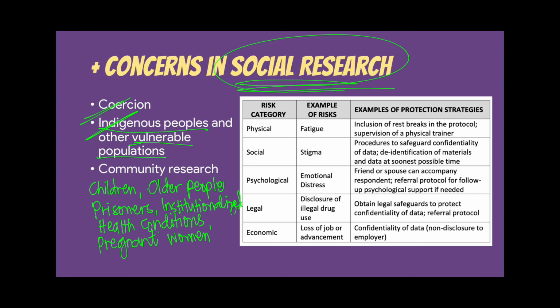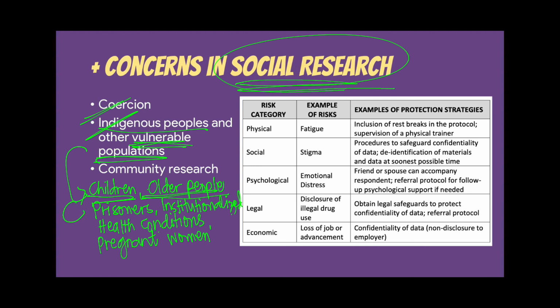And then you also have to take note of vulnerable populations and make sure that you have more protective measures in place in your proposal. And who are the vulnerable populations? As I explained earlier, children, because they are not yet of age to have the mental capacity to decide for themselves. That's the reason why you have to get their assent and their parental consent. Older people, because they have certain conditions that put them at higher risk for different types of harm.